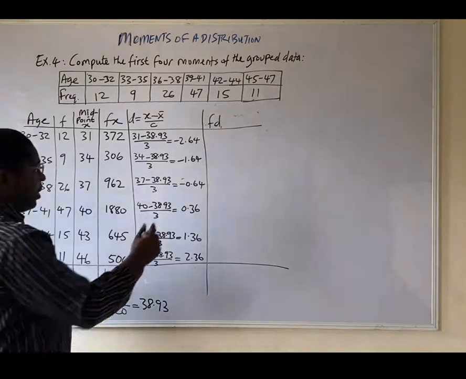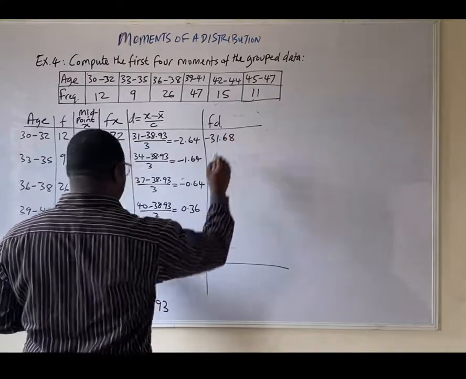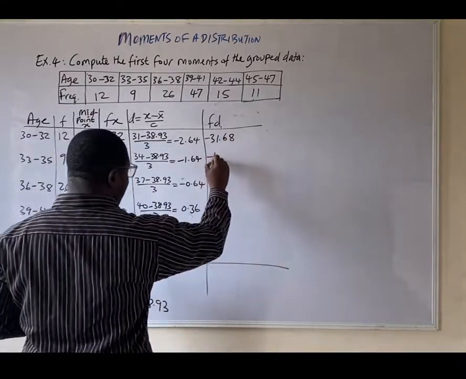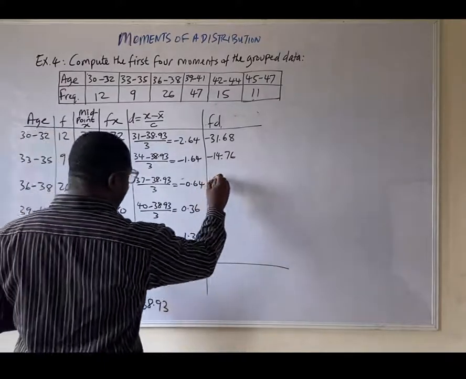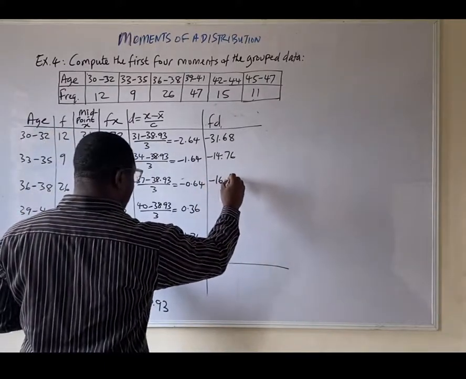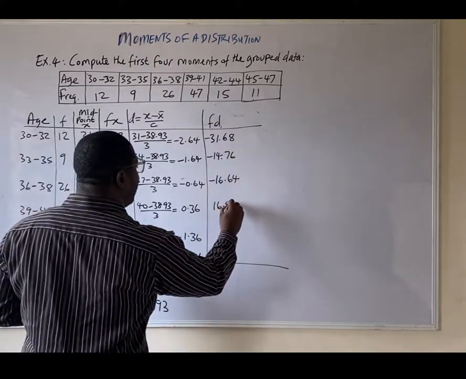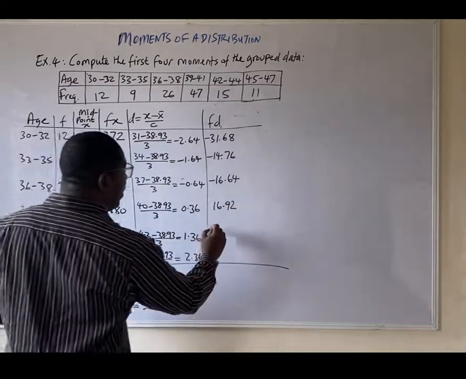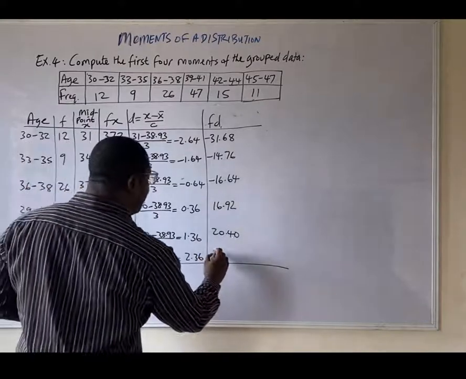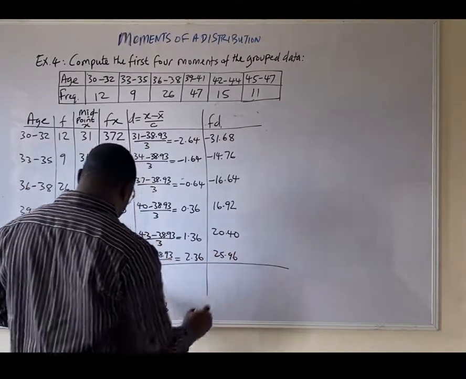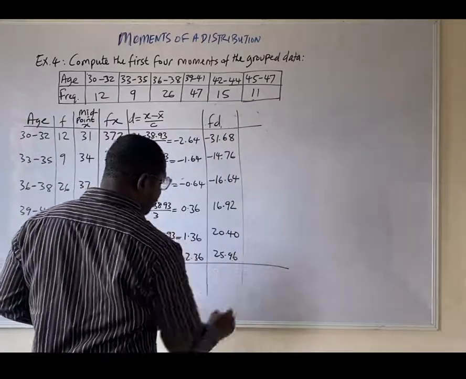Now, the answer you should have is 31.68. The next one is minus 14.76. The next one is minus 16.64. The next one is 16.92. The next one is 20.40. The next one is 25.96. That's what we have as our first degree of deviation.